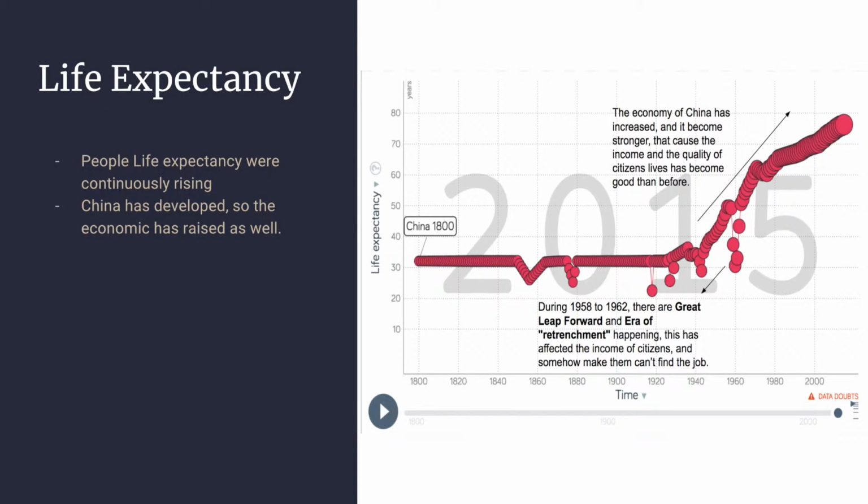The trend of life expectancy was continuously increasing. You can see from here. So this is because of China's development, and the economy has risen as well, and the money the citizens get has increased with it.